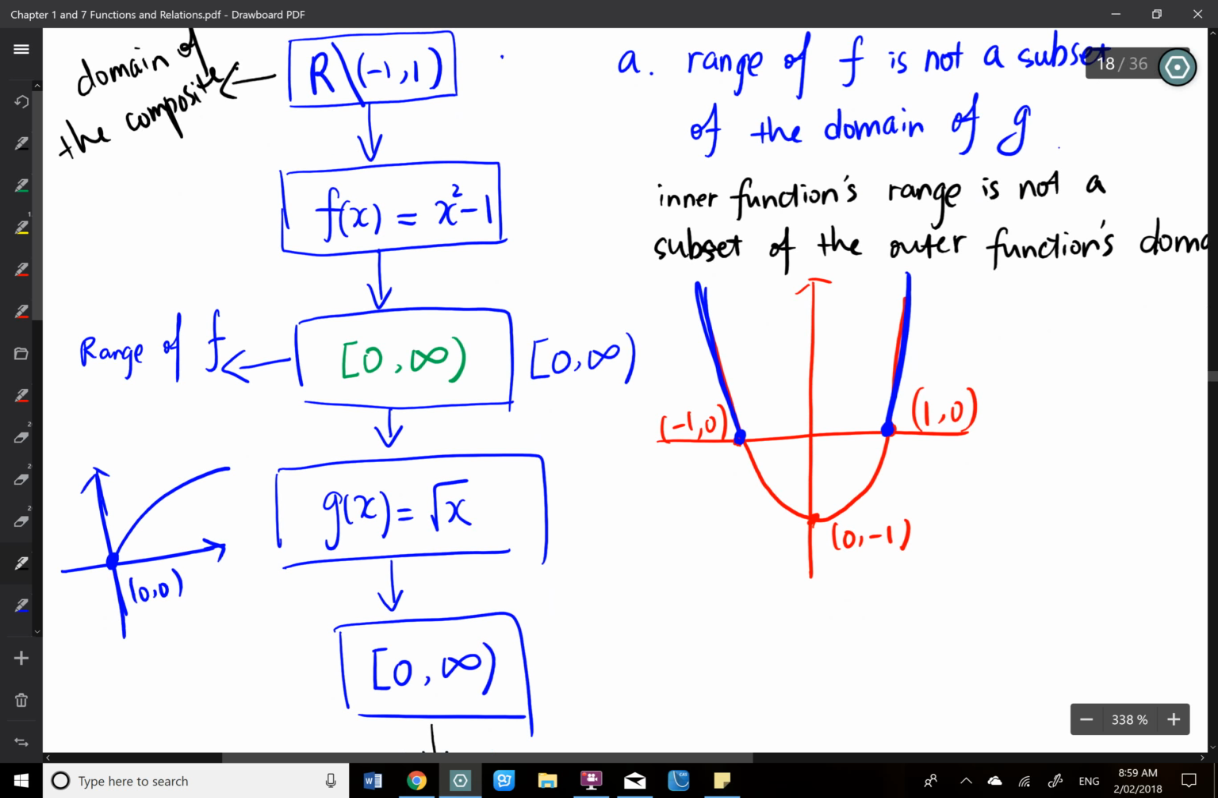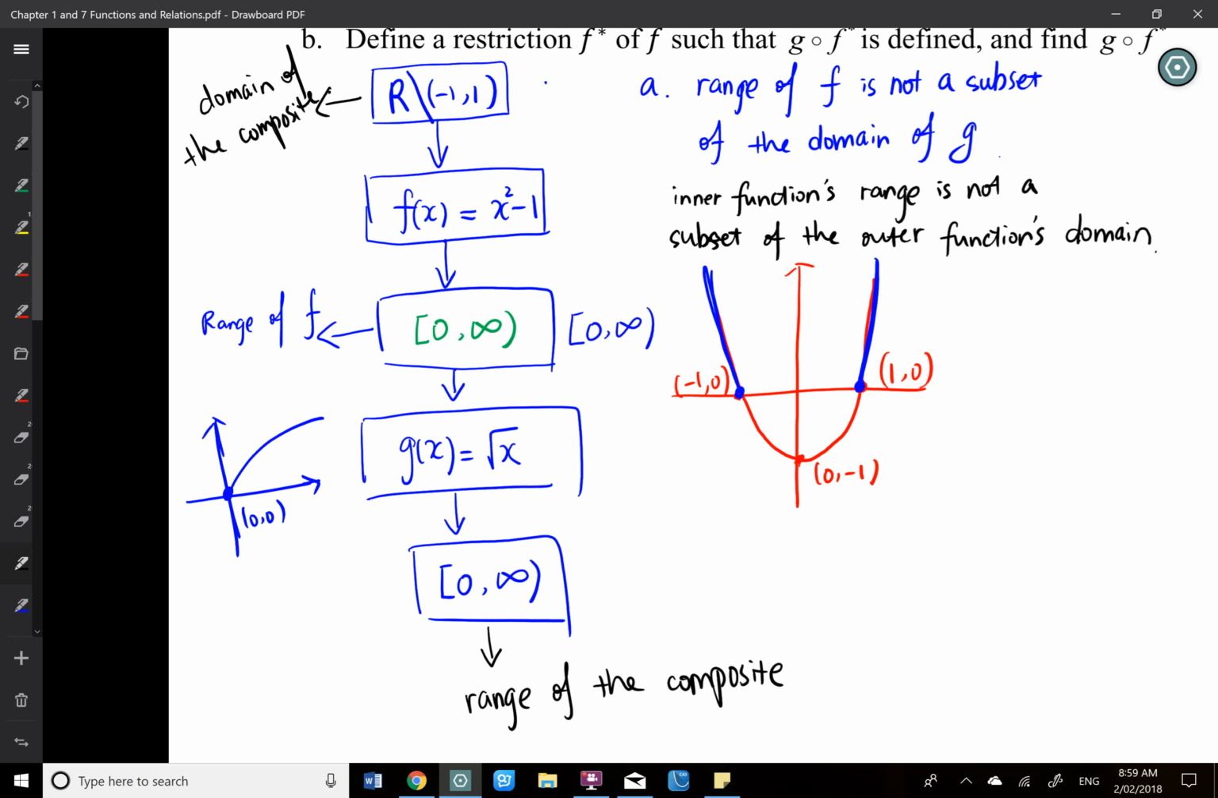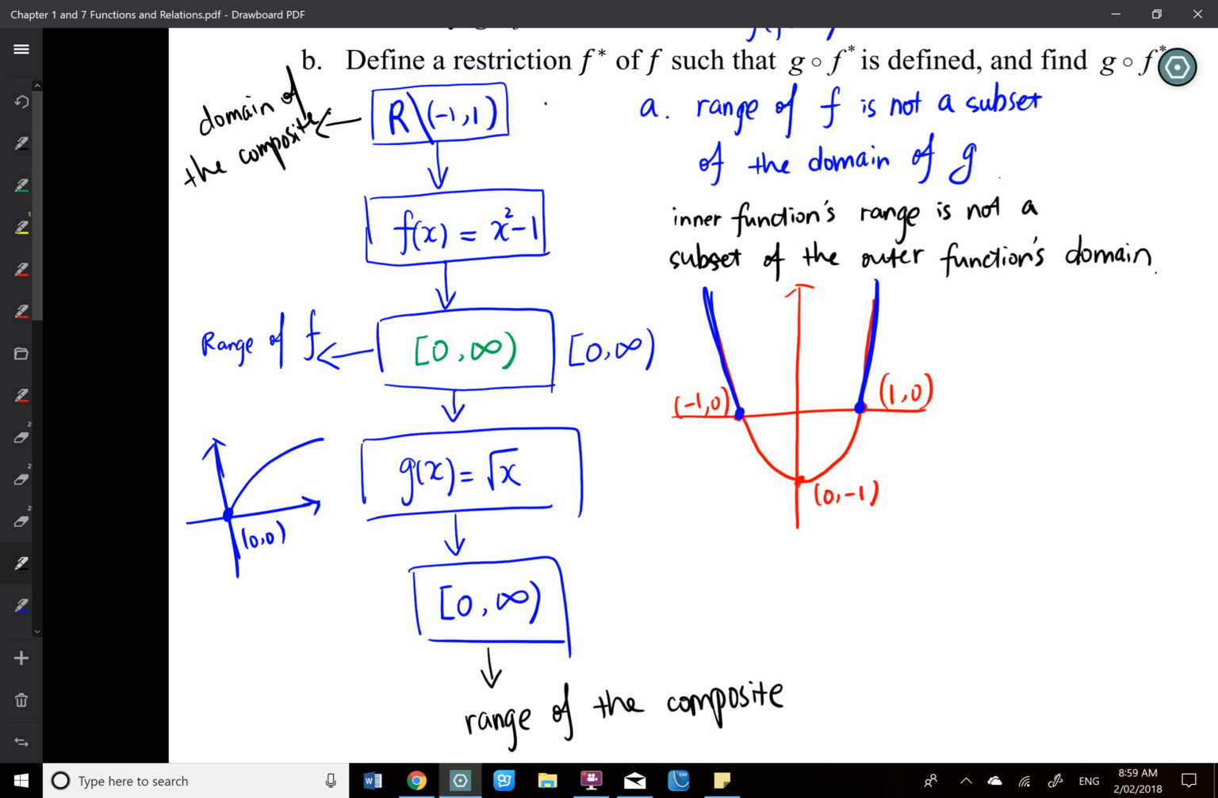Okay, range of composite and domain of composite. So this is like a flow chart. You work forward first from the beginning and then go to the middle. You say, oh, no, this can't fit. I need to cut some of my domain. Then you go backwards to see what I need to cut. After I cut that, that becomes my domain of the composite. And I keep following this flow chart. In the end, that will give me the range of the composite. That's how composite function works.